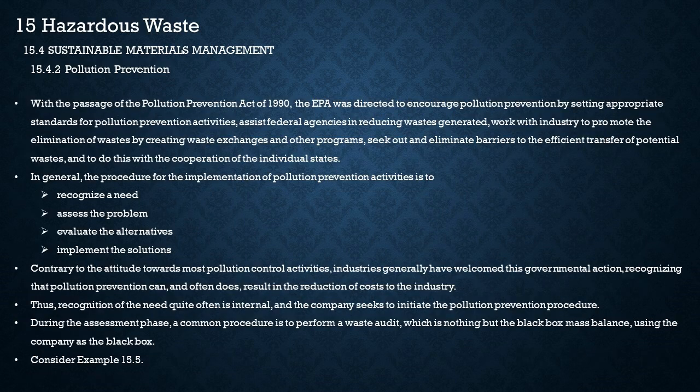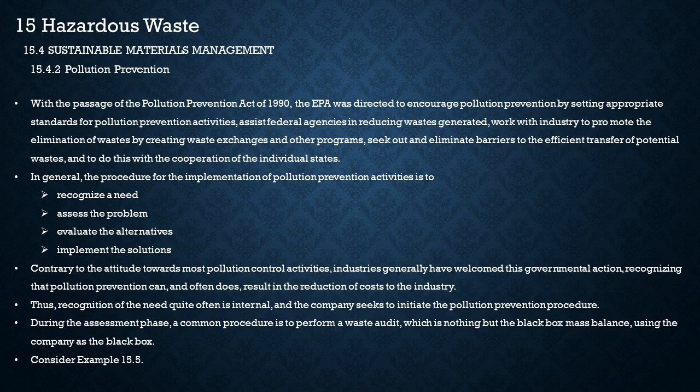With the passage of the Pollution Prevention Act of 1990, the EPA was directed to encourage pollution prevention by setting appropriate standards for pollution prevention activities, assist federal agencies in reducing wastes generated, work with industry to promote the elimination of wastes by creating waste exchanges and other programs, seek out and eliminate barriers to the efficient transfer of potential wastes, and to do this with the cooperation of the individual states.